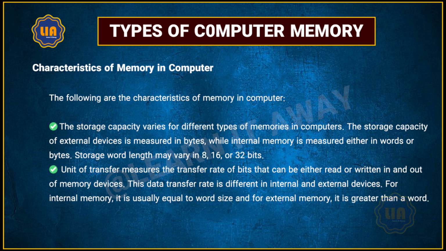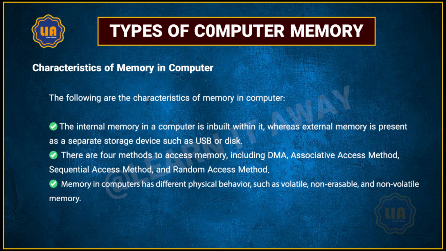Unit of transfer measures the transfer rate of bits that can be either read or written in and out of memory devices. This data transfer rate is different in internal and external devices. For internal memory, it is usually equal to word size, and for external memory, it is greater than a word. The internal memory in a computer is inbuilt within it, whereas external memory is present as a separate storage device such as USB or disk.